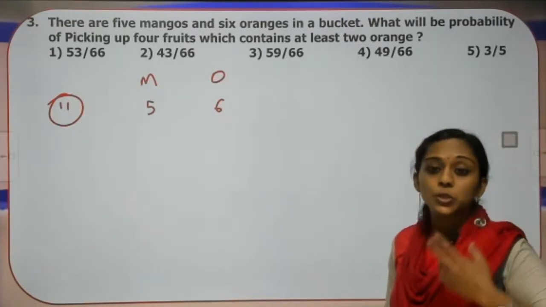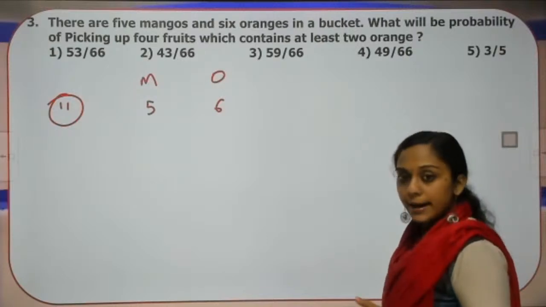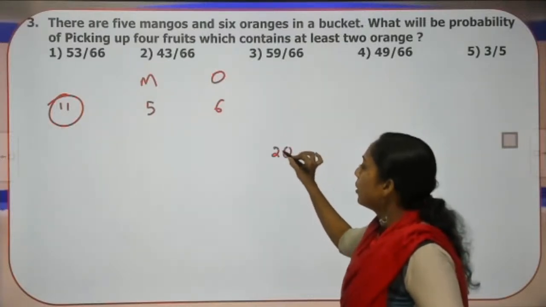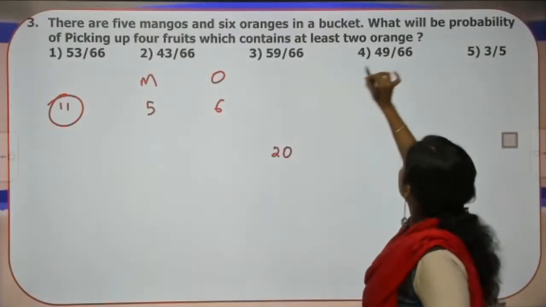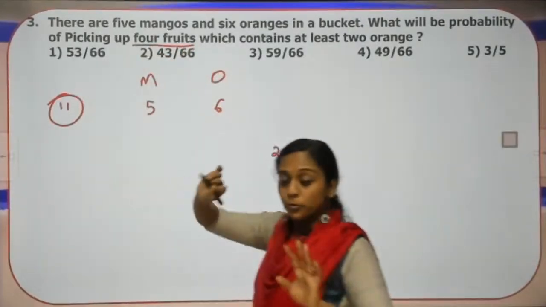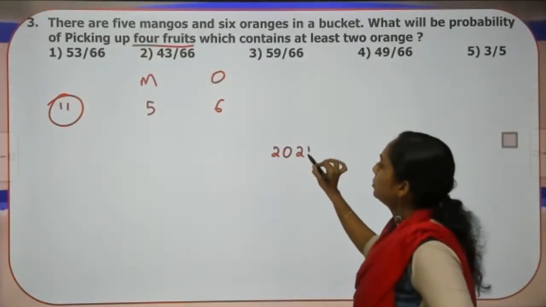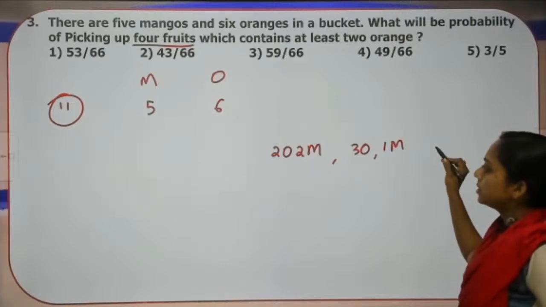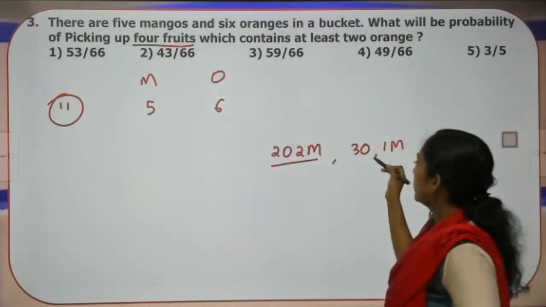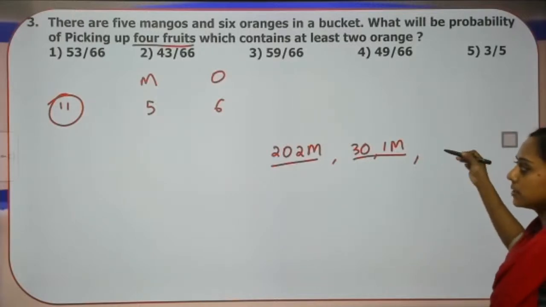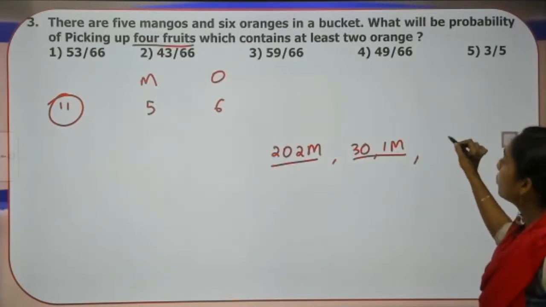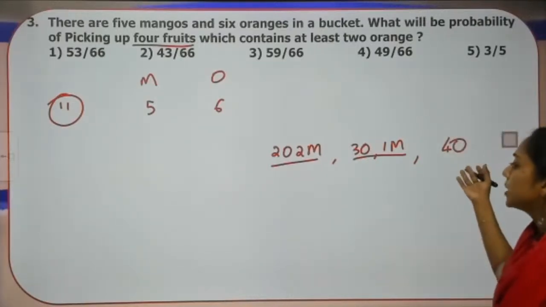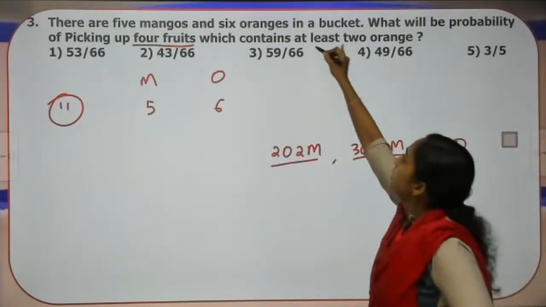So I need at least 2 oranges. What are the different possibilities? At least 2 oranges means you can take 2 oranges. Total we are taking only 4 fruits. So 2 oranges and 2 mangoes. Next, 3 oranges and 1 mango. So this is one case, this is another case. Next case, 4 oranges, and no mangoes are chosen because we need only 4 fruits. So this is the case for at least 2 oranges.